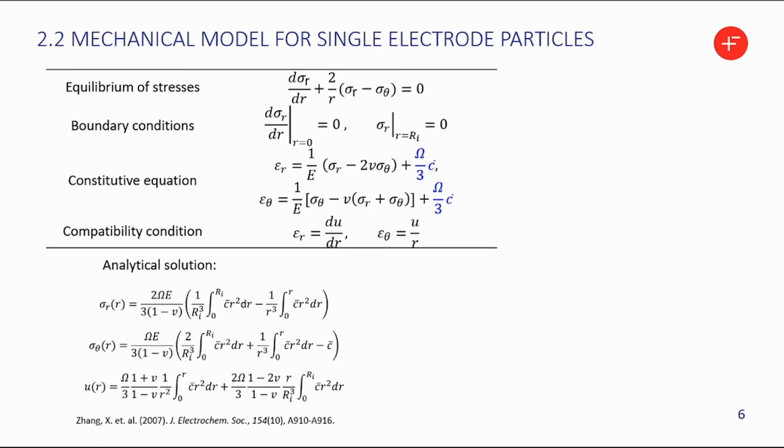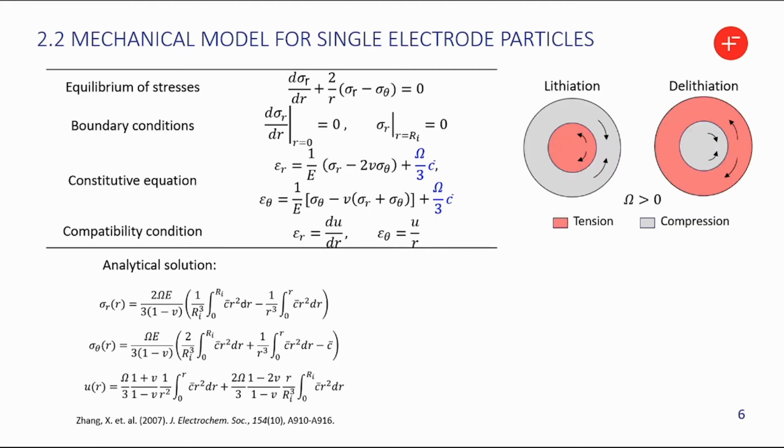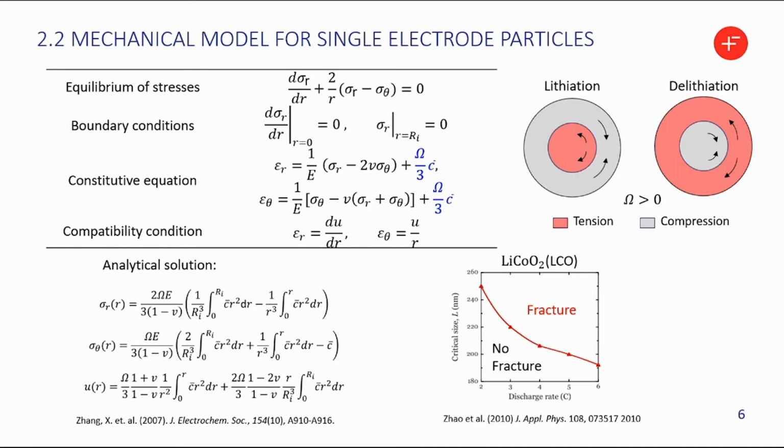We can get the analytic solution of those equations for stress and displacement as a function of particle radius and the lithium concentration. From this solution, we know that there are two states in electrode particles. For lithiation, the outer layer is under compression, while the inner layer is under tension. The delithiation is the reverse of lithiation. There is also a study on the critical particle size and discharge rates on particle fracture. For particles with larger sizes and under high C rates, they are more likely to have particle fracture.